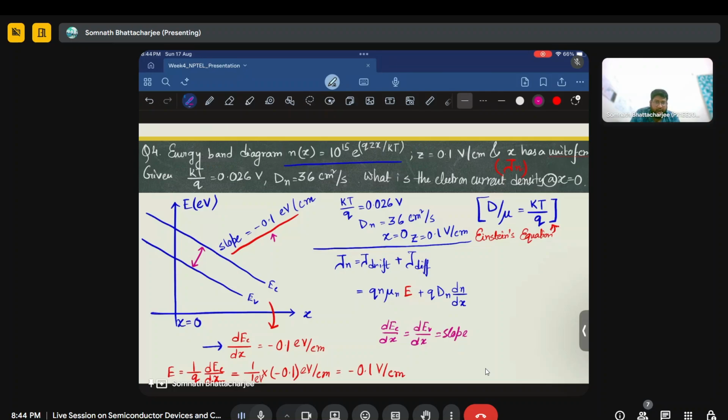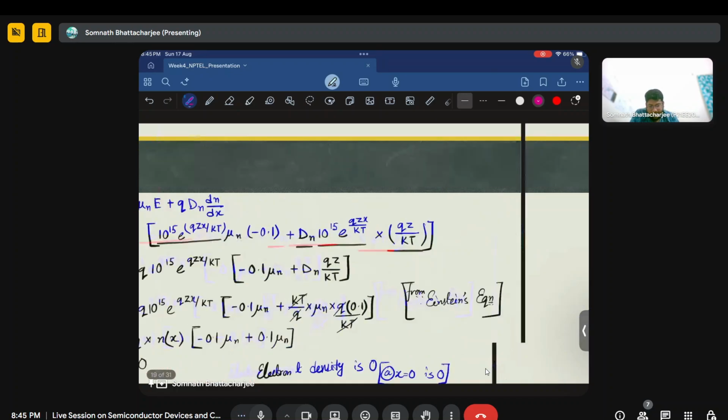Okay, sir, that part is okay, right? The slope is dEC by dx. So I am just writing it down like this. This is my part only. And the other one was already written in the question itself. The slope was written as minus 0.1 eV per centimeter. We are just writing it down as dEC by dx equals the slope, which was already given as minus 0.1 eV per centimeter. We're just putting in the values. Okay, sir. Okay.